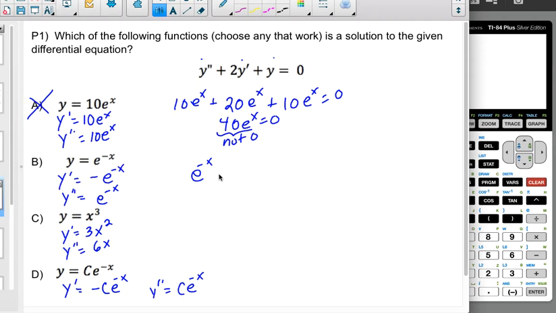For the second one, y double prime is e to the negative x. Y prime is negative e to the negative x, so this will be negative 2 of those. So negative 2e to the negative x, plus this is an e to the negative x, equals 0. Well, there's a positive 1, another positive 1, and a negative 2. That's 0 of these. 0 equals 0. That one's true.